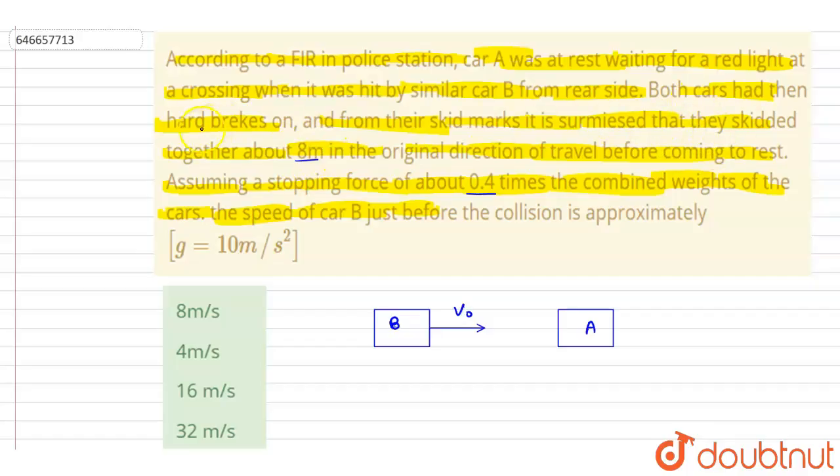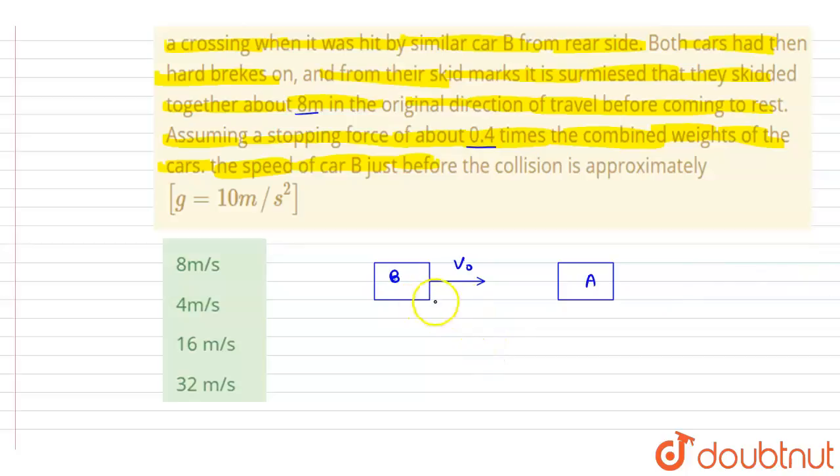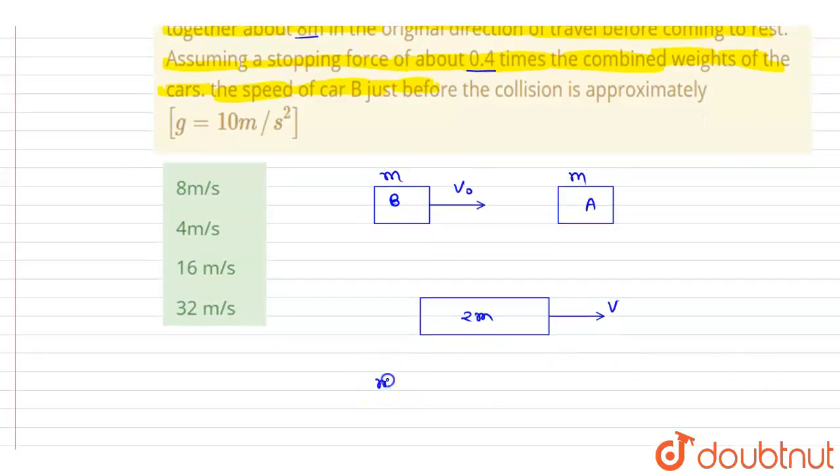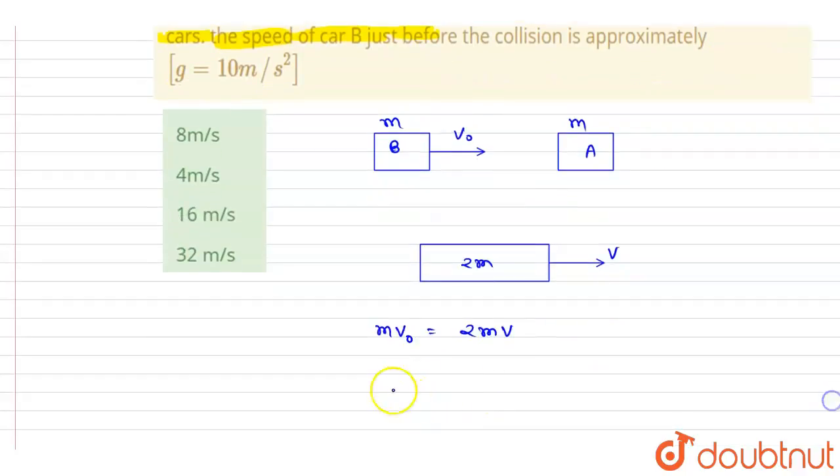Both cars had hard brakes, and 0.4 times the combined mass is the decelerating force acting on them. After the collision, they both will move with some velocity v. You can get this v by applying momentum conservation. So I will write mv0 is equal to 2mv, so v is equal to v0 by 2.